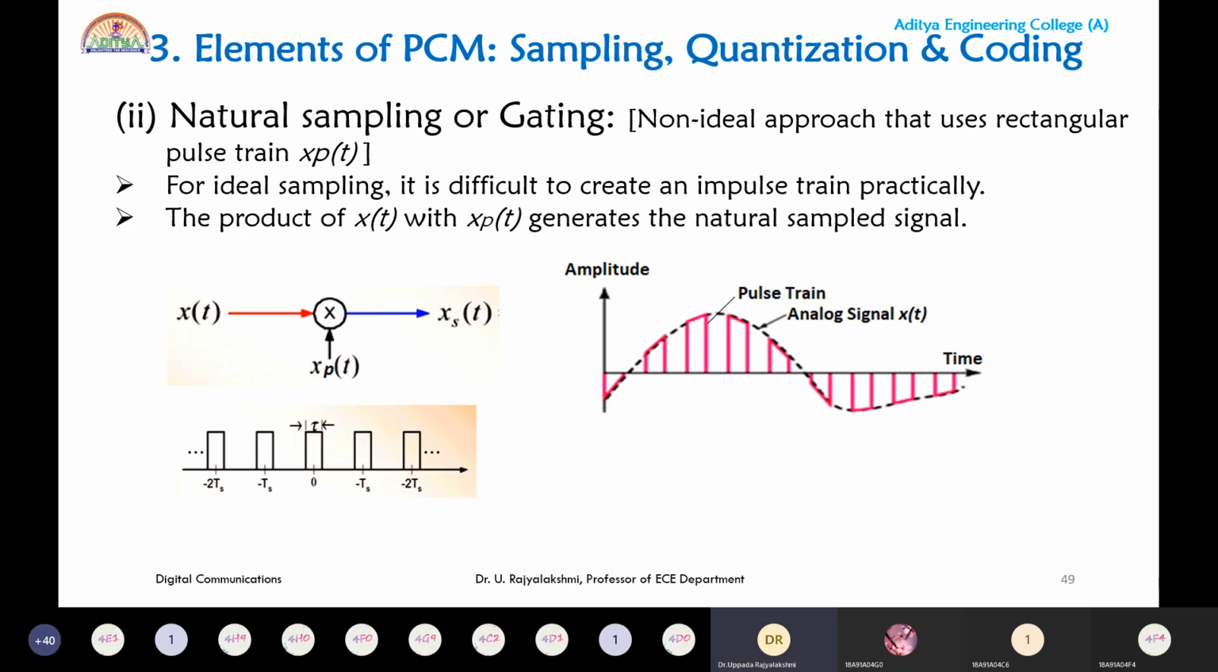Okay, so that's why it is also called gating. So please observe the figure. x of t is multiplied with xp of t to generate xs of t, that's all. Where xp of t is shown here, it is a series of pulses. Please observe here: xp of t is a series of pulse train, and once again these pulses are located at sampling intervals only.